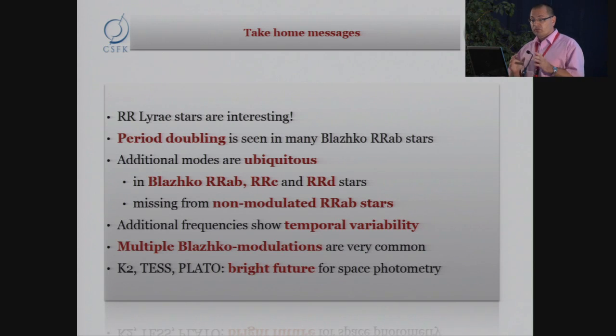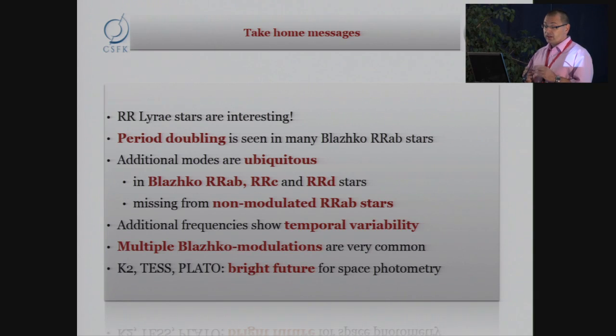The additional modes are everywhere in these stars, except the non-modulated RRab stars. That's where we can start to scratch our heads. Why is that? And the cause of the additional frequency, temporal variation, is not really well understood yet. And multiple Blazhko modulations are very common, and we are facing a very bright future because of these upcoming future missions.